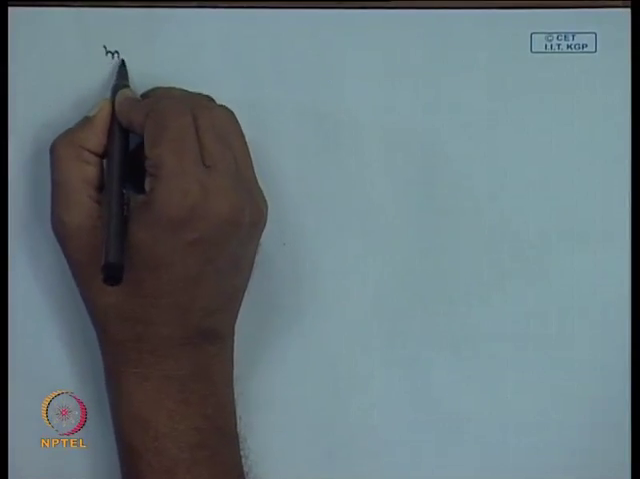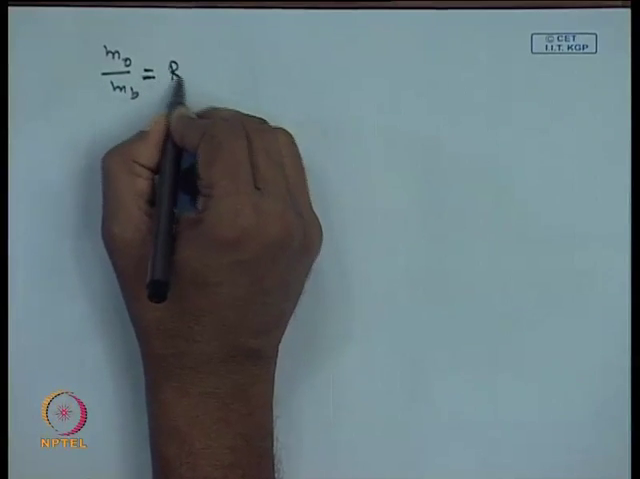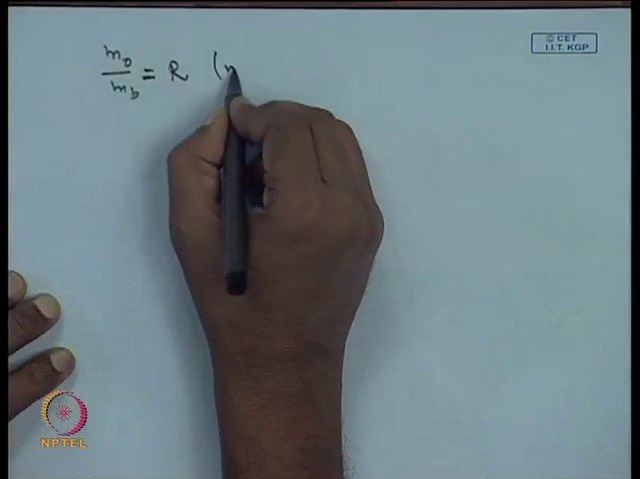Now, to do further simplification, we just put m_0 by m_b equal to r, which is the mass ratio.